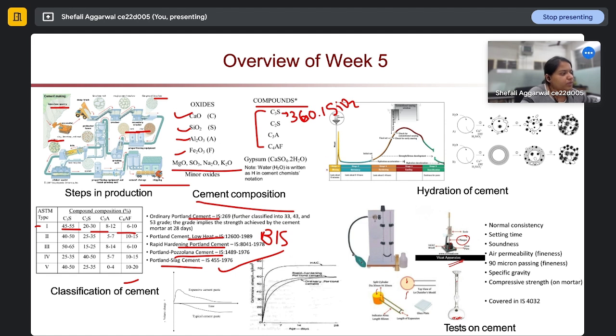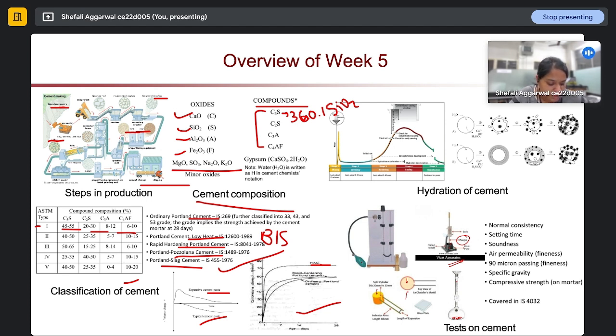Other than this, we have some extra types of classification of cement. This is a graph of expansive cement. We usually use expansive cement when we have more chances of shrinkage, more chances of plastic shrinkage. In those cases, we use expansive cement. Then we have high alumina cement, which is also called calcium sulfoaluminate cement. These are the new types of cements which are coming up.